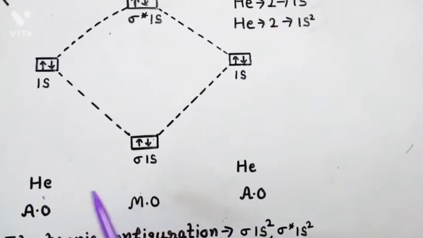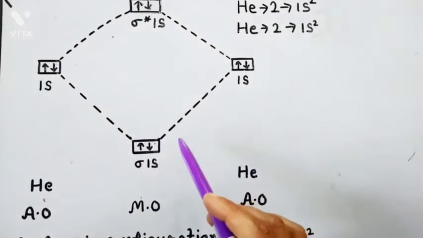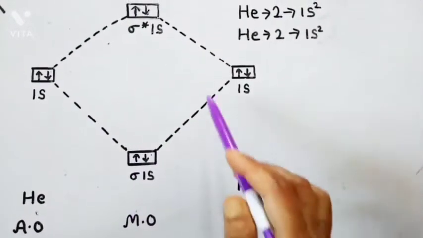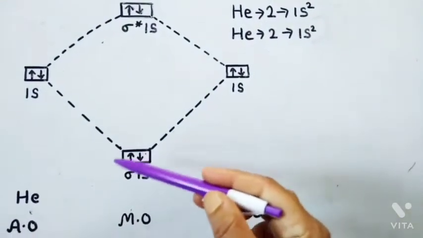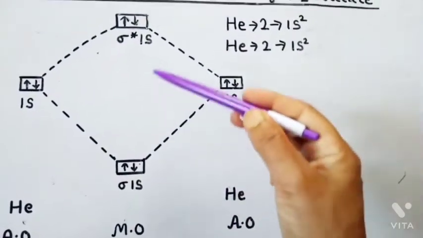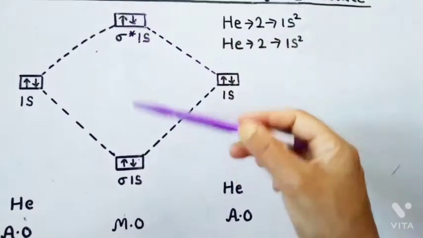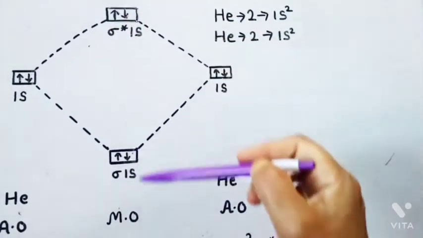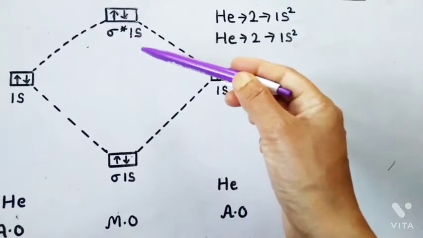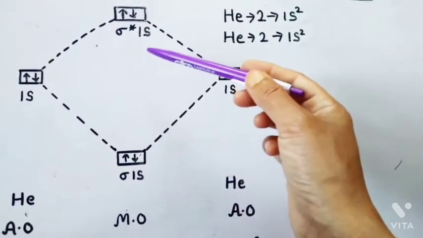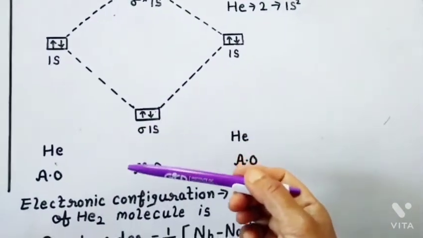When the first helium atom and the second helium atom combine with each other, 2 molecular orbitals are formed, that is sigma 1s and sigma star 1s. The total number of electrons is 4, so 2 will be in the bonding orbital and 2 will be in the anti-bonding orbital. So these are the molecular orbitals. This is the bonding molecular orbital and this is the anti-bonding molecular orbital.